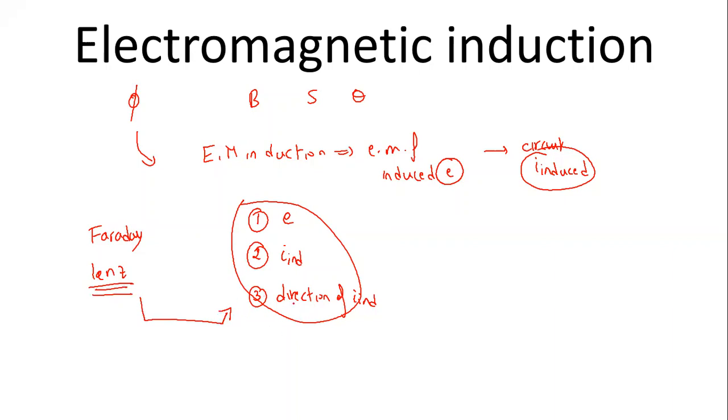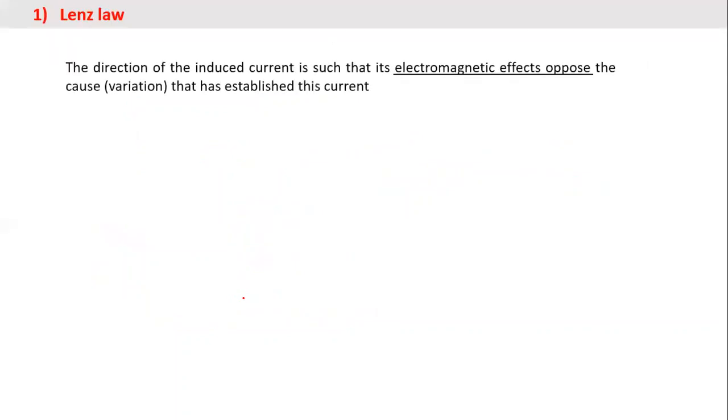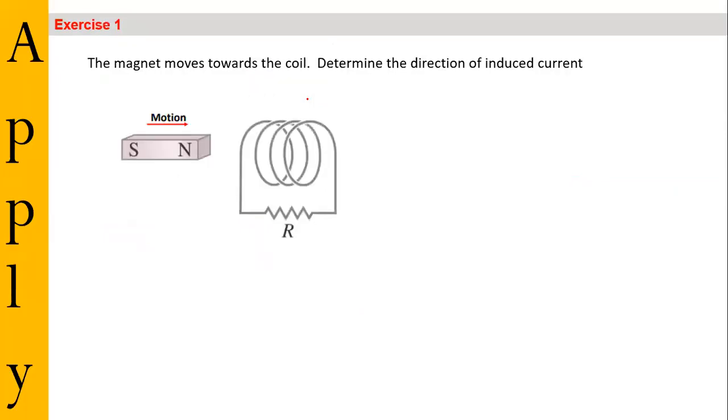So how can I find the direction of I induced using Lenz's law? According to Lenz's law, the direction of the induced current is in such a way that its electromagnetic effects oppose the cause that has established this current. So the aim is to determine the direction of I induced. Let's take an example. Here, for example, I have a magnet that's moving toward the coil. The question is to determine the direction of I induced using Lenz's law.